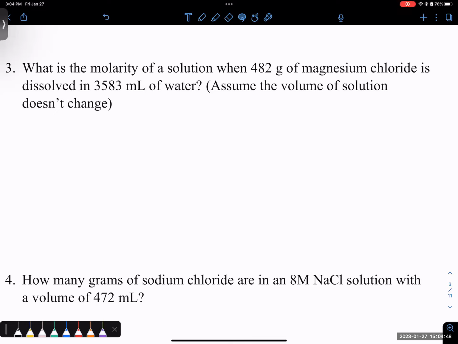What is the molarity of a solution when 482 grams of magnesium chloride is dissolved in 3,583 milliliters of water? Assume the volume of the solution doesn't change when it's added. Okay. So what is our very special equation that we use for molarity? It's moles over liters. I see someone, Myra, put grams per liter. Make sure it's moles per liter, yeah I'm sure that was a simple mistake. Okay, so the equation we're using is moles per liter is equal to.